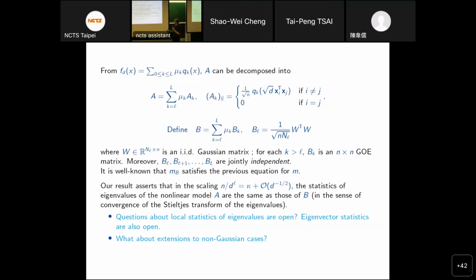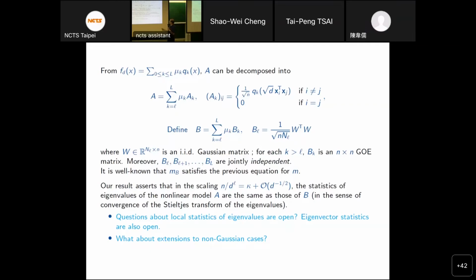So this answers the first question in this nonlinear setting. And now there are many questions one can ask. We don't know anything about local statistics. We don't know anything about eigenvectors at all. So for both eigenvectors and the fine structure of eigenvalues, we don't know. We can do the spherically symmetric case. We can also do the Gaussian case, but we still don't know how to do the completely general non-Gaussian case.